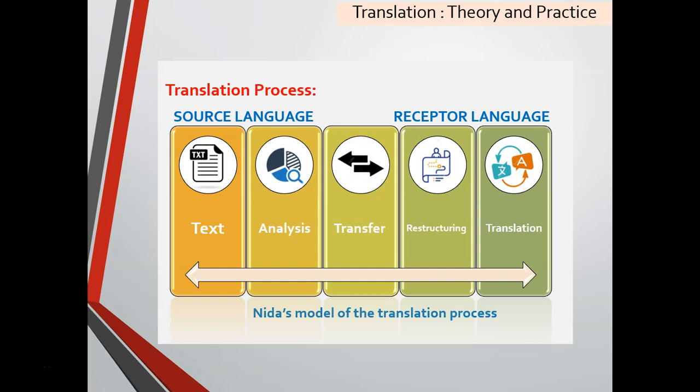The first important model is presented by Eugene Nida about the translation process. Nida says that the source language text needs to be analyzed first, and then for the process of transferring this into the target language, it needs to be restructured, and then the translation will be yielded at the end. So it is 5 processes or 5 steps: a text in the source language, analysis of that text, the transfer of the result of the analysis, the restructuring of this into the receptor language, or what is called the target language, and then the final result will be the translation into the target language.